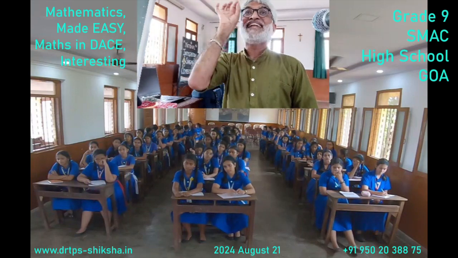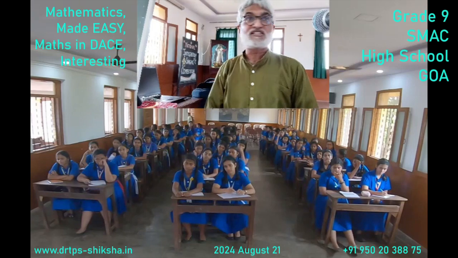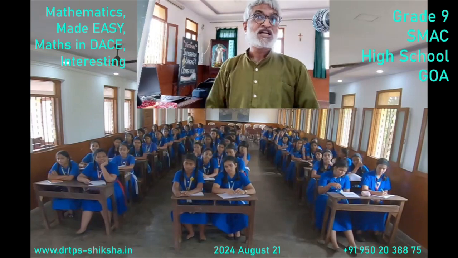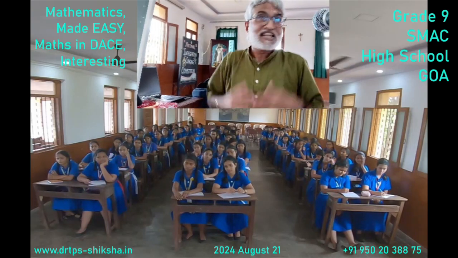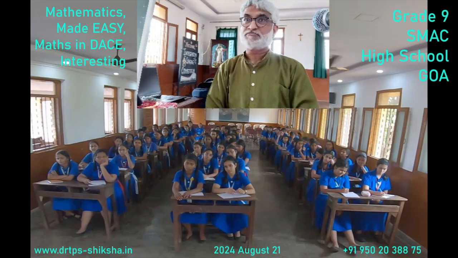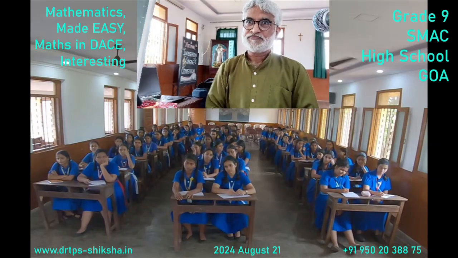So physics is called natural science. Drawing it and writing it is mathematics. I cannot express physics without mathematics. Okay? Good enough?